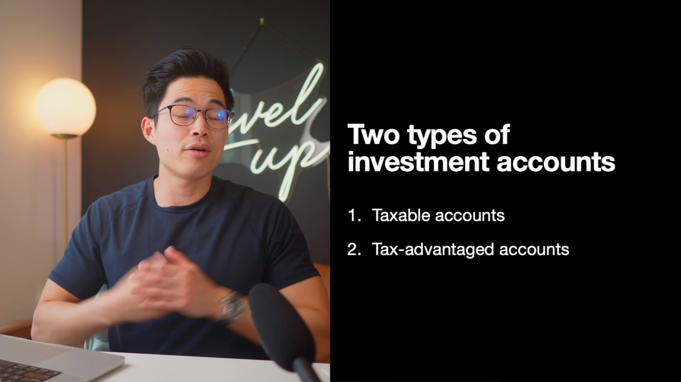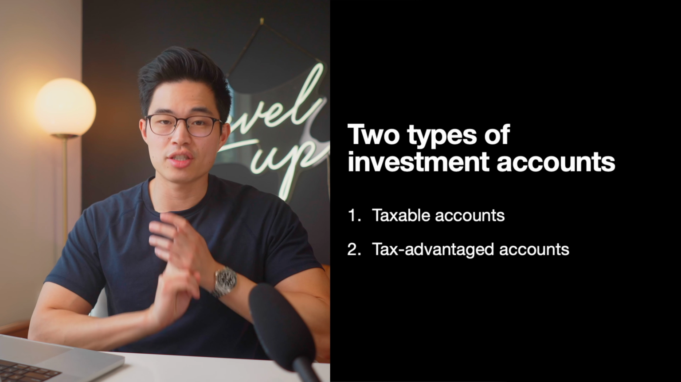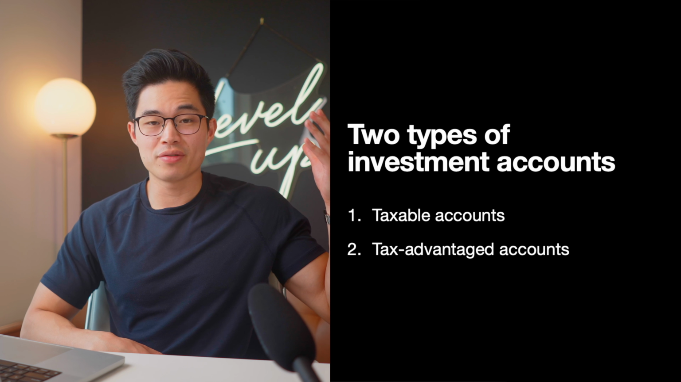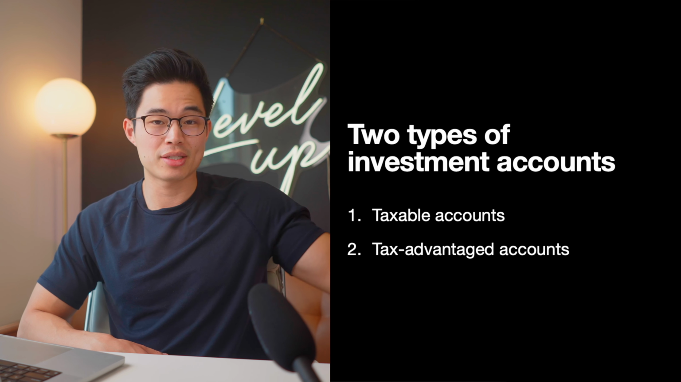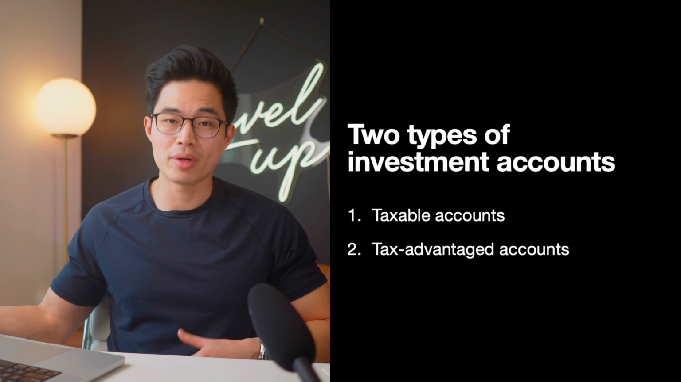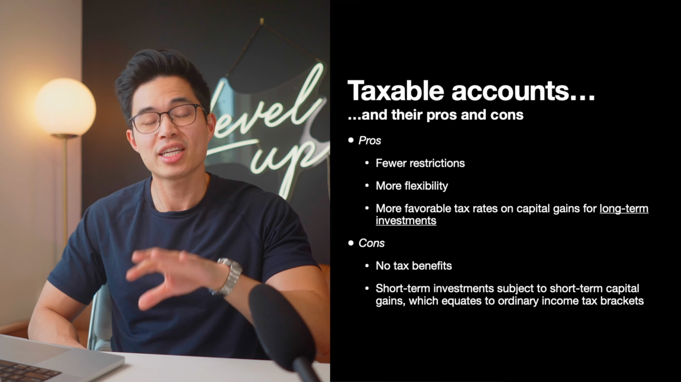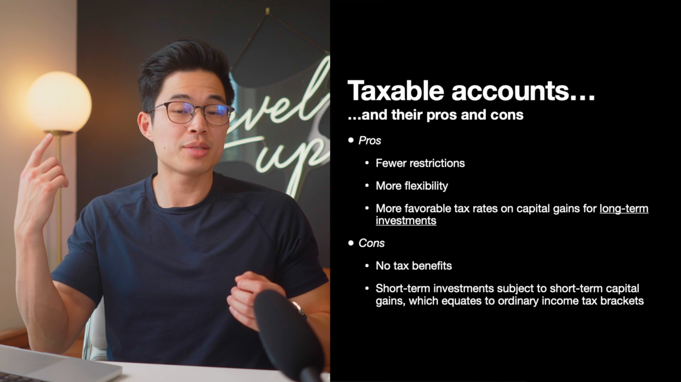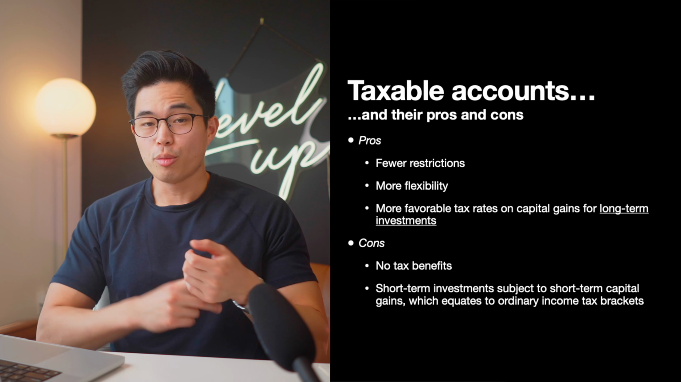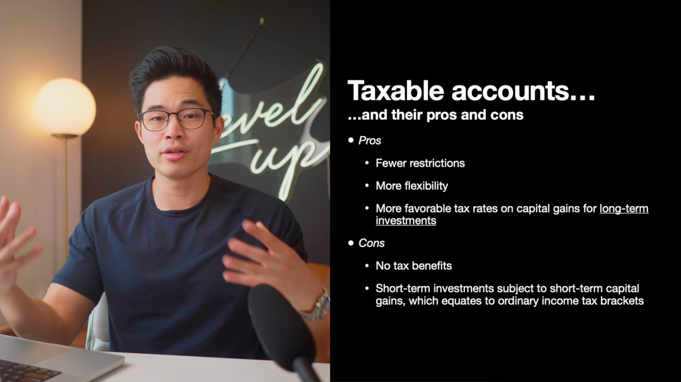So when you're investing, there are two types of investment accounts: taxable accounts and tax advantage accounts. Taxable accounts are just any sort of standard brokerage account that you open to buy stocks in, and a tax advantage account could be something like a Roth IRA or 401k. Now, each one has their pros and cons, but let's first talk about the pros and cons of taxable accounts. So for the pros, taxable accounts have fewer restrictions. They're more flexible, and they have more favorable tax rates for capital gains on long-term investments.